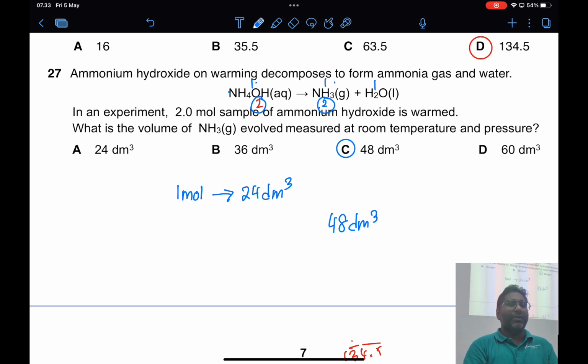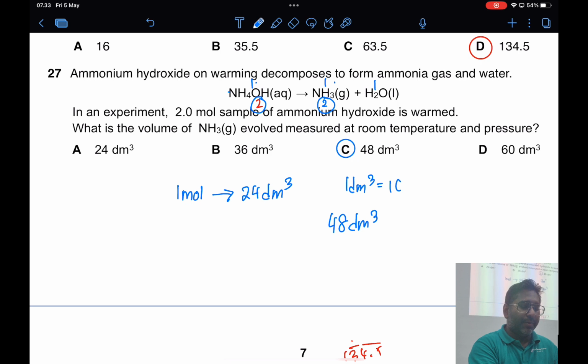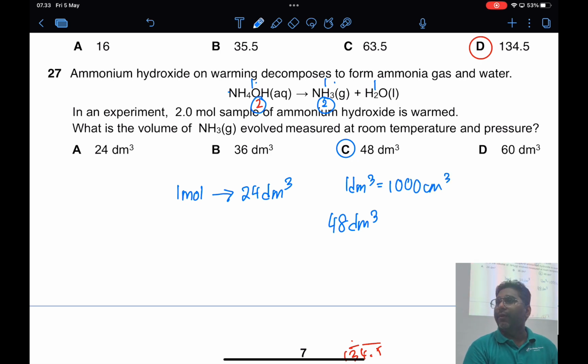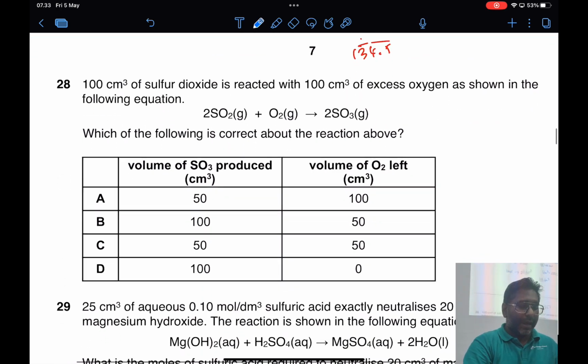Now, let's say they give the answer in cm cube, how do you convert 48 dm cube into cm cube? Divide by 1000 or times by 1000? Do remember this: 1 dm cube is 1000 cm cube. So you need to times. dm cube is bigger, so you need to times by 1000. Please remember this. Now next.